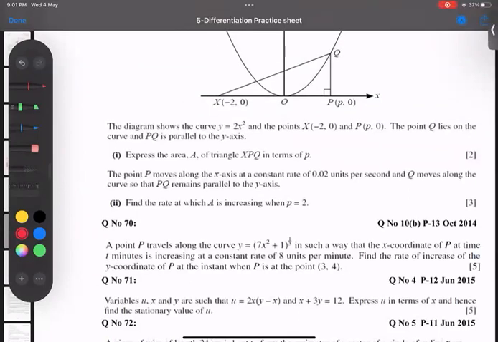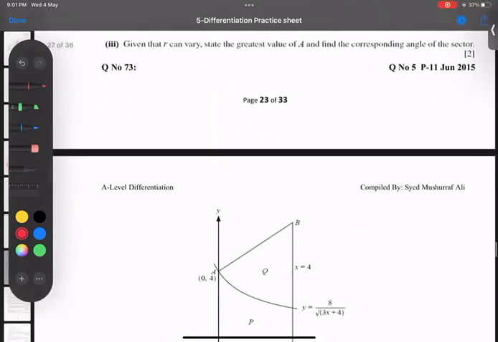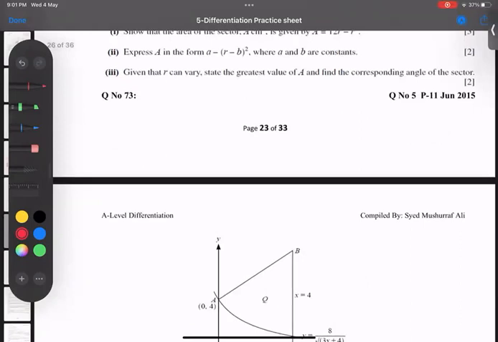Even you can see that he's asking for the rate of the area, dA over dt is a question mark, and dx over dt is given by him. I hope you got the idea. You can try the rest of the questions. I trust I explained to you a basic concept, which you understood very well. Alhamdulillahi Rabbil Alameen.